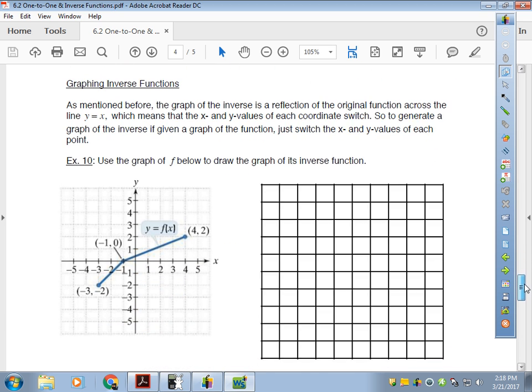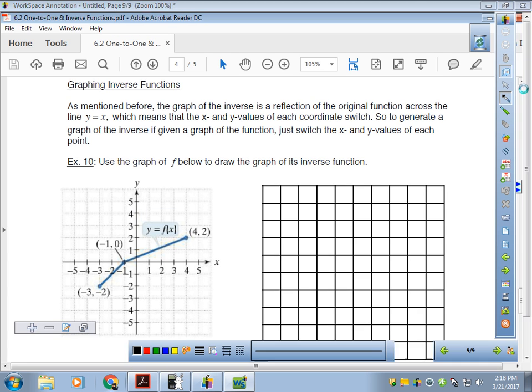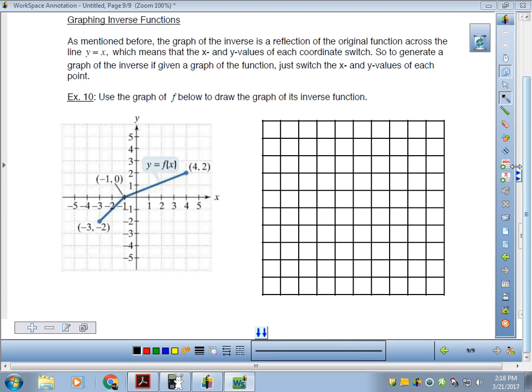The next thing we're going to look at is graphing inverse functions. And graphing inverse functions is actually pretty easy. You remember how when we were solving equations we just switched x and y? Well, the same thing works here. If you're trying to graph an inverse function, all you do is take the points on your original function and just switch the x and y around. So let's look at an example of this.